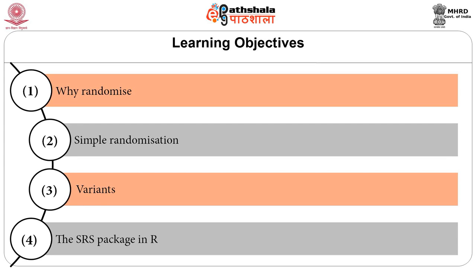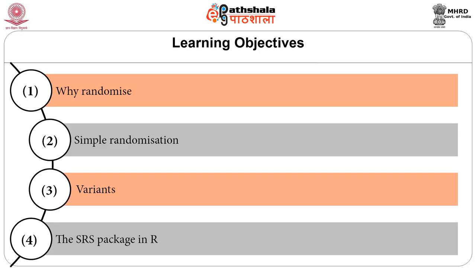Learning objectives for this module. We shall look at first the justification for randomized allocation. So why randomize? Next, we shall look at the simplest case where it is necessary to randomize patients to two arms of a clinical trial.